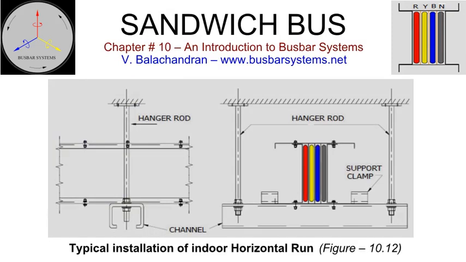Typical installation of indoor horizontal run of busways. Busways installed indoor are predominantly supported from the roof by hanger rods and clamped to the base channel. The maximum span for the support is predetermined and locations are identified based on the site joints.